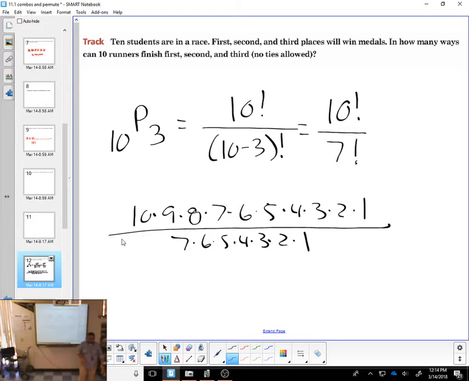What is 1 over 1? 1. What is 2 over 2? 1. What is 3 over 3? 1. So, can you cancel out? That means that all of this and all of this makes 1. So you're just going to multiply 10 times 9 times 8 times 1. Now, get the 1. It's just 90 times 8.